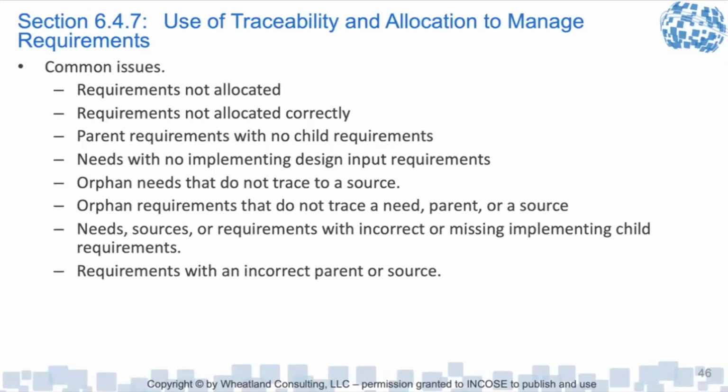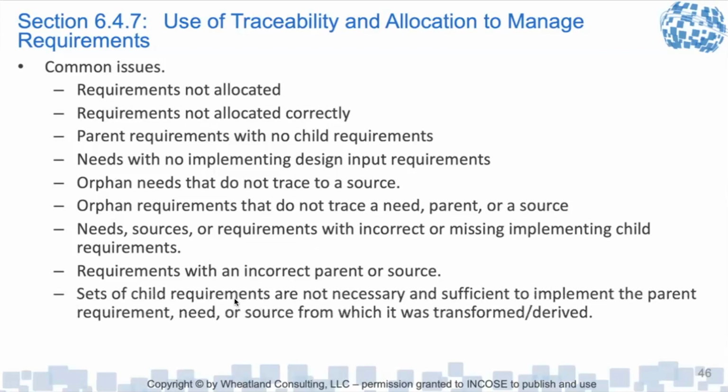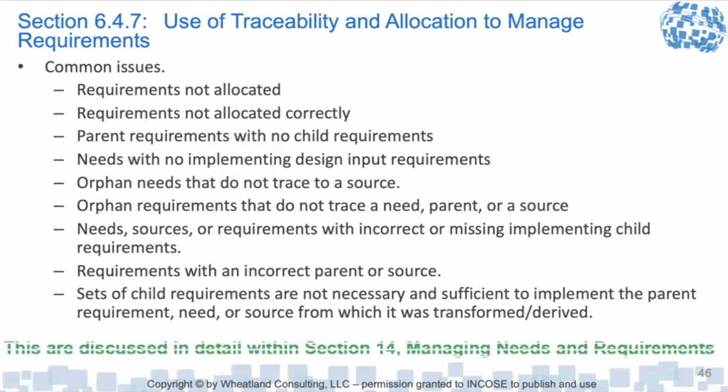One of the challenges I find with requirement management tools is, show me a report that shows all child requirements that trace to a parent that was not allocated to that lower level entity where the child is. And most tool vendors cannot produce a report because they really don't even understand the concept of allocation very well. Sets of child requirements not necessary and sufficient to implement the parent requirement need to source of which it is transformed. There may be child requirements, but we don't have a necessary and sufficient set that will result in the parent being met. All of these common issues are discussed in detail in section 14 of the manual.